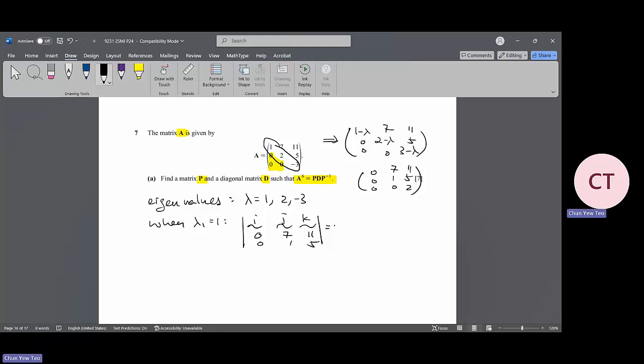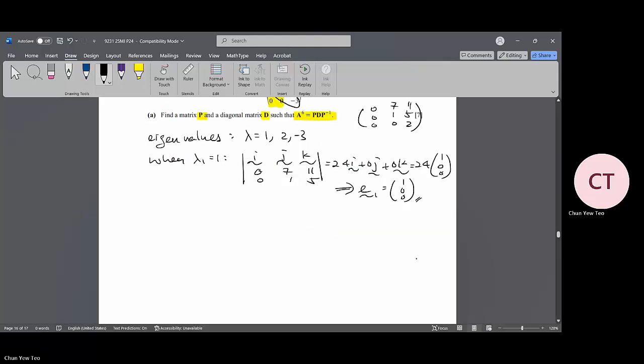So if you do the cross product, you will get 24i plus 0j plus 0k. Take the 24 out, you can get 1, 0, 0. This will be your E1, eigenvector number 1.